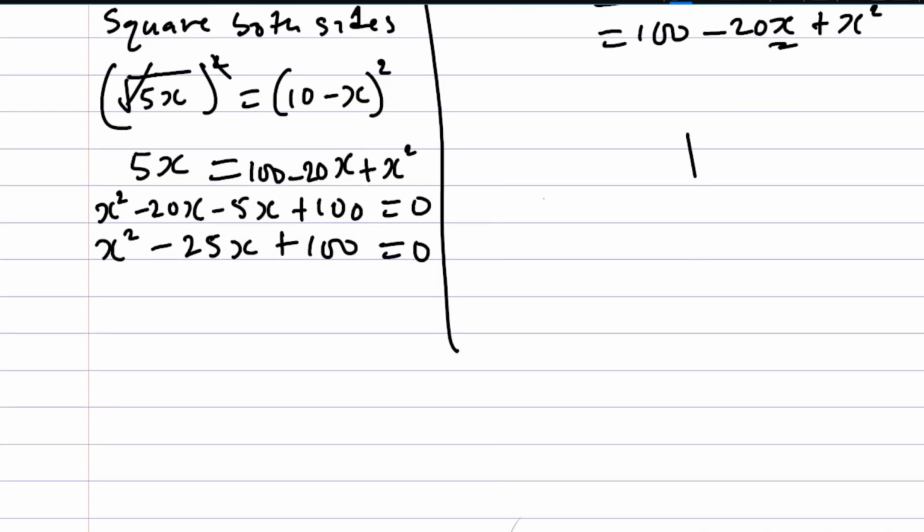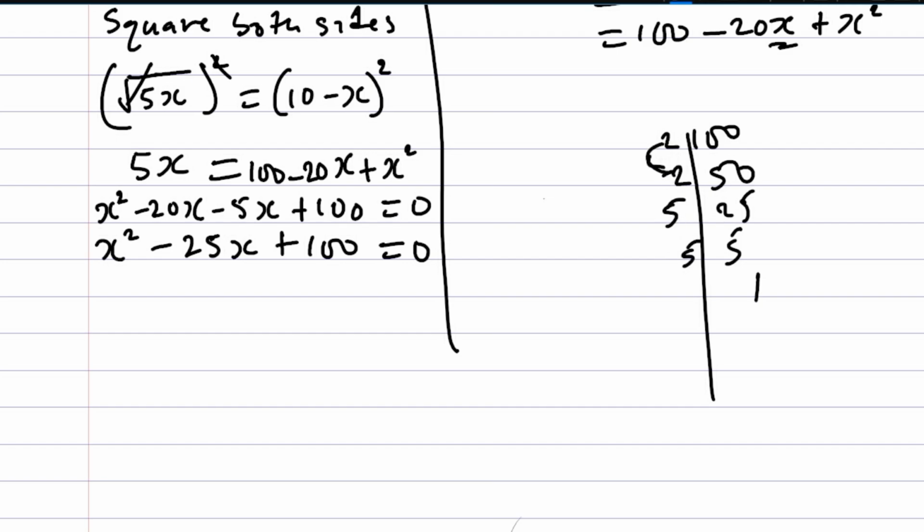Now I don't know if this is factorizable, but we can check. Let's check 100. 100 divided by 2, I'm going to have 50. 50 divided by 2, I'm going to have 25, and then 25 divided by 5, I'm going to have 5. 5 divided by 5, I'm going to have 1. Now I'm looking for 25. Is it possible? 2 times 5 is 10. 2 times 5 is 10. That is 20. Is 25 possible? 2 times 2 is 4. 4 times 5 is 20. So this is 20 and 5 to give us 25.